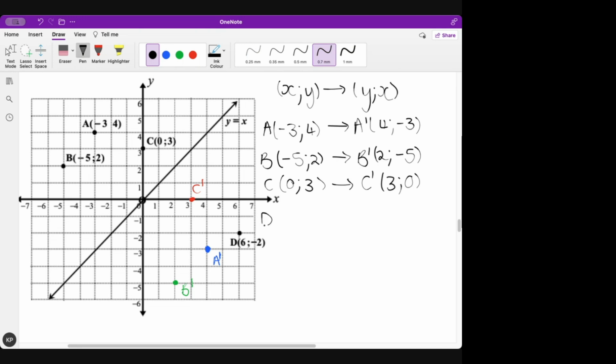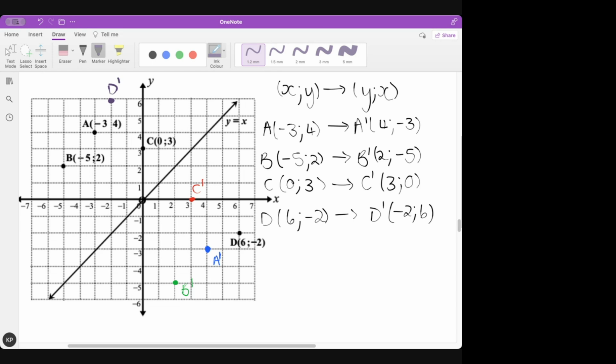And the last one, point D, we are starting off at 6 and negative 2. We're going to end up at D prime, which will be at negative 2 and 6. I don't want to write in black because then you're confused. Negative 2 and 6 over there. And this is the point D prime.